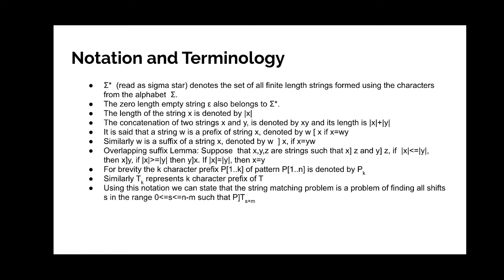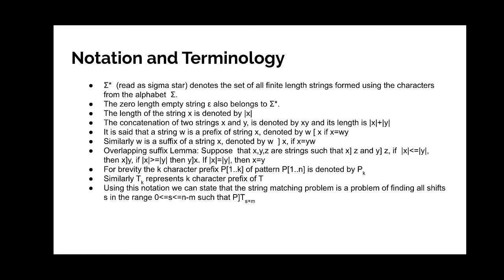It is said that the string w is a prefix of string x, denoted by w ⊏ x, if x is wy. Similarly, w is a suffix of a string x, denoted by w ⊐ x, if x is equal to yw. And notice this, w is part of x, but it is after some string y, so we say w is a suffix of x. It is at the end of x.